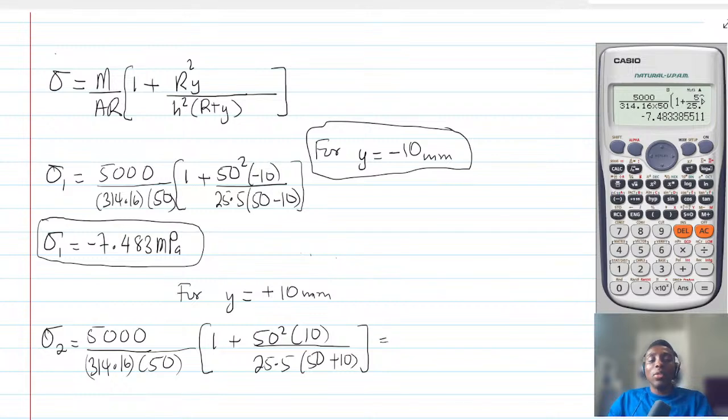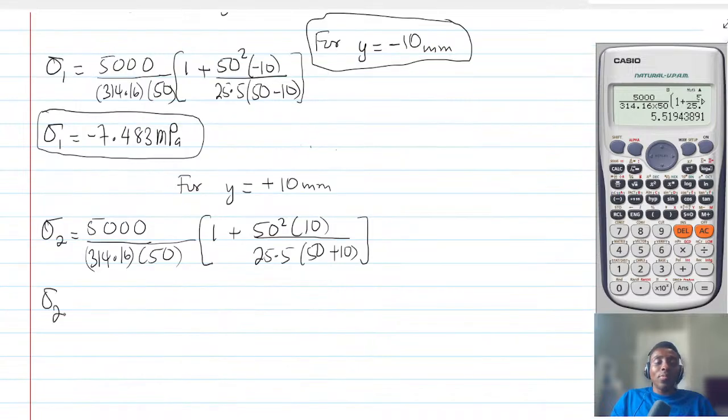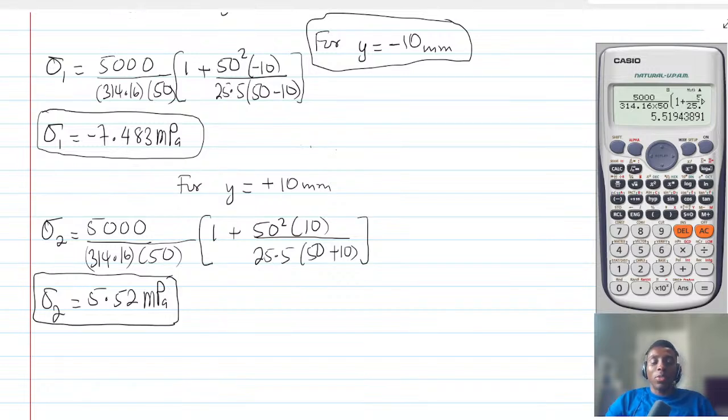Now if you do this correctly, you are going to end up with what? So just maintain everything, but this time around here is plus. That's all. So you get 5.52. So these are the stresses. Any question up to this point?